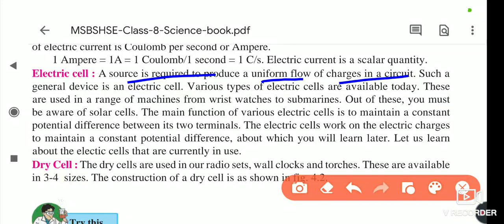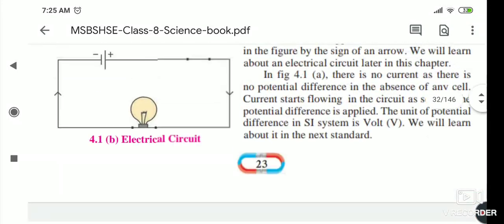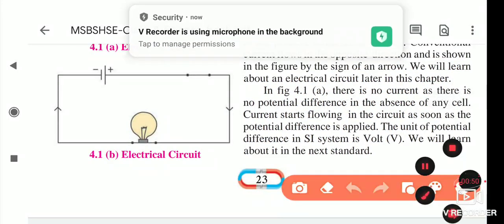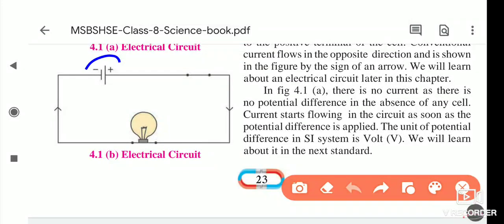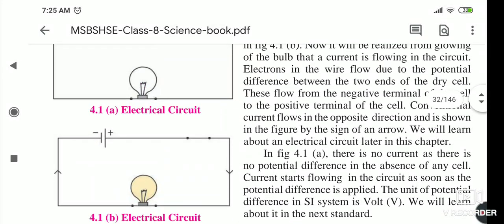For example, if you want light, then we need the sun, or a bulb, or otherwise a candle. So if we want light, we need a source. In the same way, a source is required to produce a uniform flow of charges in a circuit. In the structure we just saw, this is the source of energy, and because of it electricity flows.